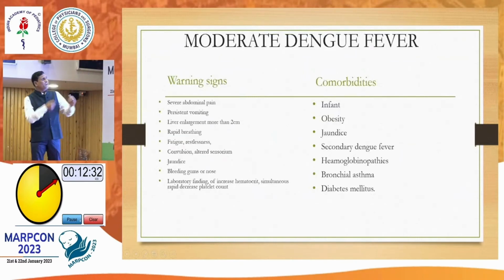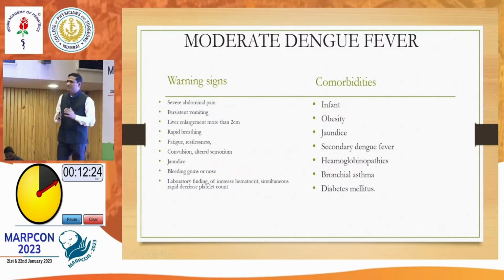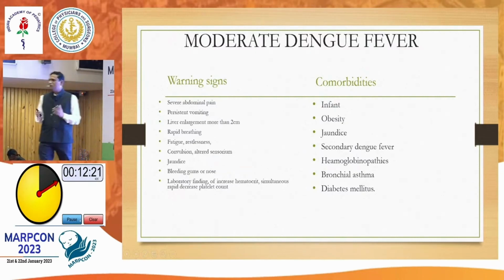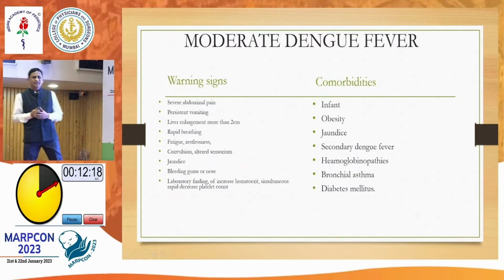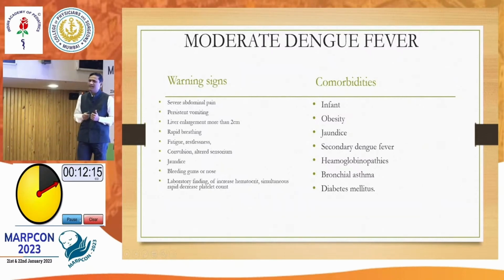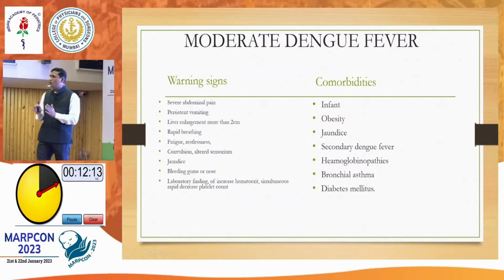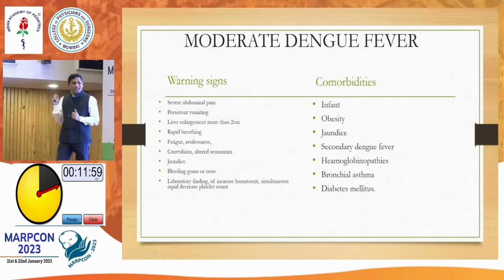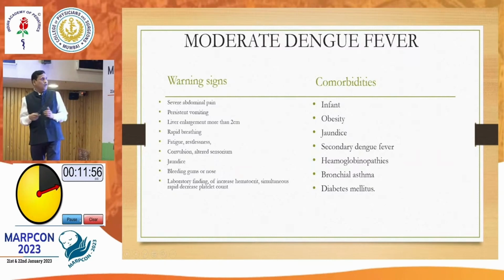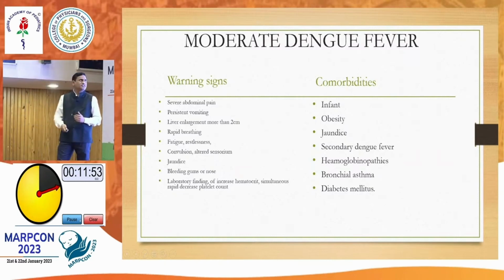In moderate dengue fever, how will you define it? Dengue fever associated with warning signs and comorbidity. Warning signs are severe abdominal pain, persistent vomiting, hepatomegaly, altered sensorium and convulsions, restlessness, irritability, minor bleeds like gum bleeds, melena and epistaxis, and hematocrit more than 20% above the basal. Comorbidities are very important because dengue with comorbidity easily goes into dengue shock. These are infant, obese child, chronic hepatic diseases, secondary dengue fever, bronchial asthma, diabetes mellitus, and other hemoglobinopathies.